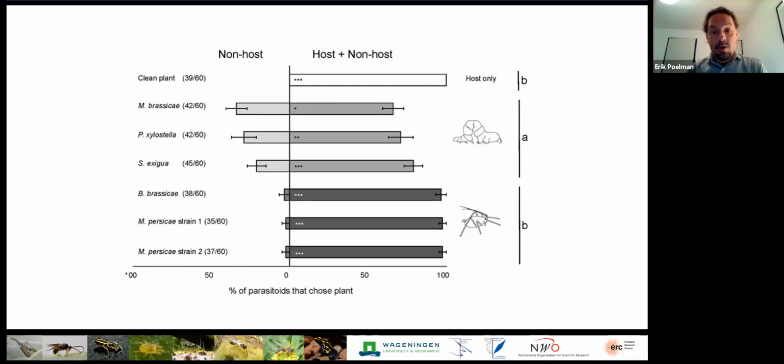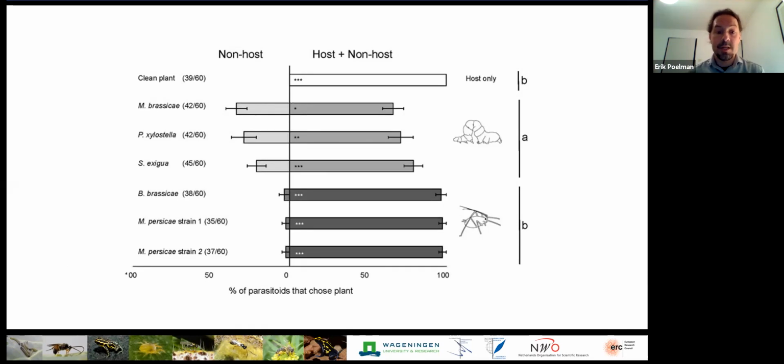And that is also dependent on the traits of the non-host herbivore. If the traits are, for example, a leaf chewer versus a phloem feeder species, we see that parasitoids that are associated with leaf chewer herbivores are affected more strongly by non-hosts that are also leaf chewers than by non-hosts that are phloem feeders. And that could, for example, simply be that leaf chewing species induce very similar volatile blends that the parasitoid has difficulties to discriminate.